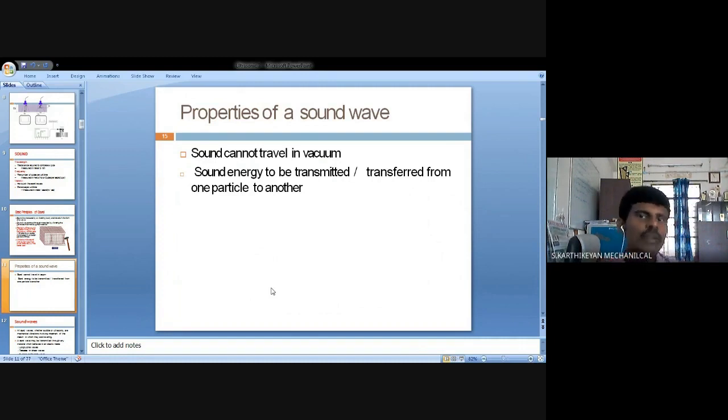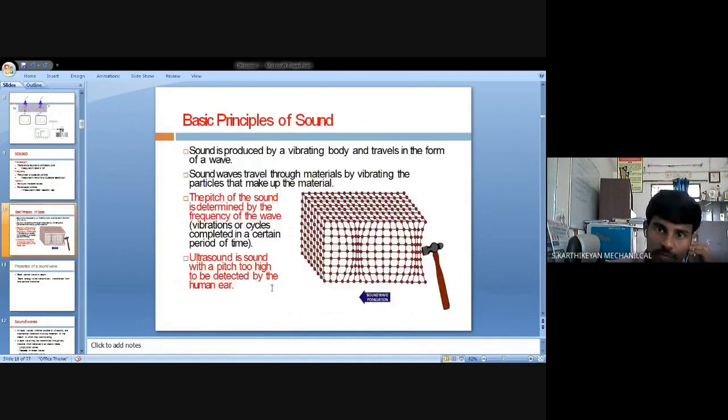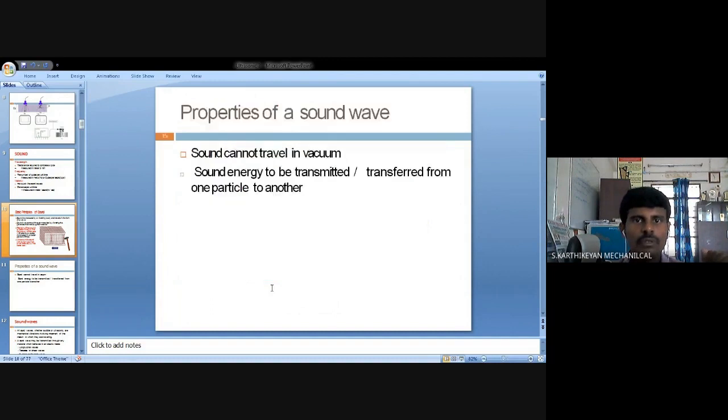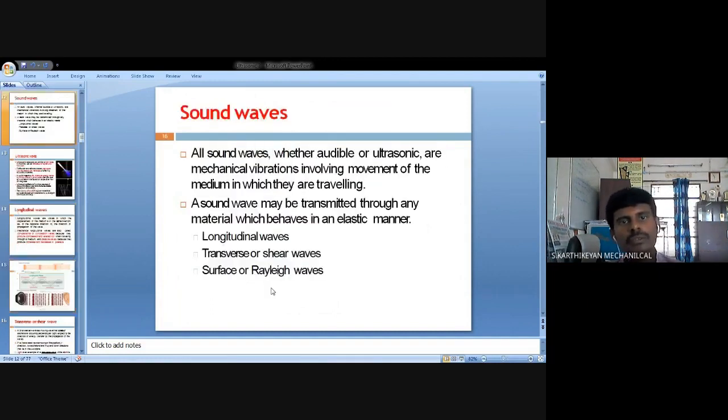So sound waves cannot travel in a vacuum, as sound energy has to be transferred from one particle to another, as we saw in the earlier picture. Once we disturb a single atom, it automatically transfers its vibrating signal to another atom, and another atom, and another atom. All sound waves, whether audible or ultrasonic, are mechanical vibrations involving movement of the medium in which they are traveling.